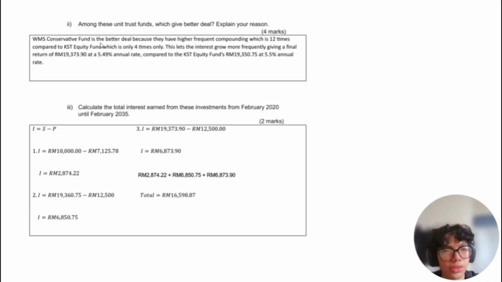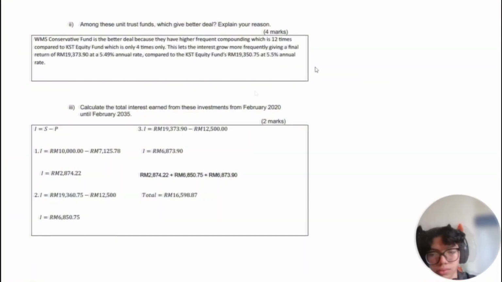WMS conservative fund is the better deal because they have higher frequency compounding, which is 12 times compared to KST quality funds, which is only 4 times. This lets the interest grow more frequently, giving a final return of RM 90,373.90 at a 5.49% annual rate, compared to the KST quality funds RM 9,350.75 at 5.5% annual rate.